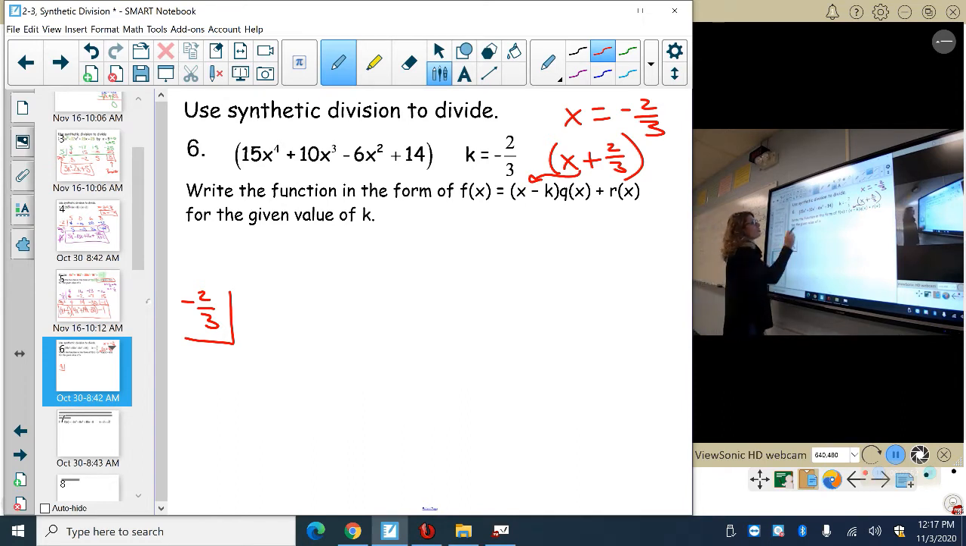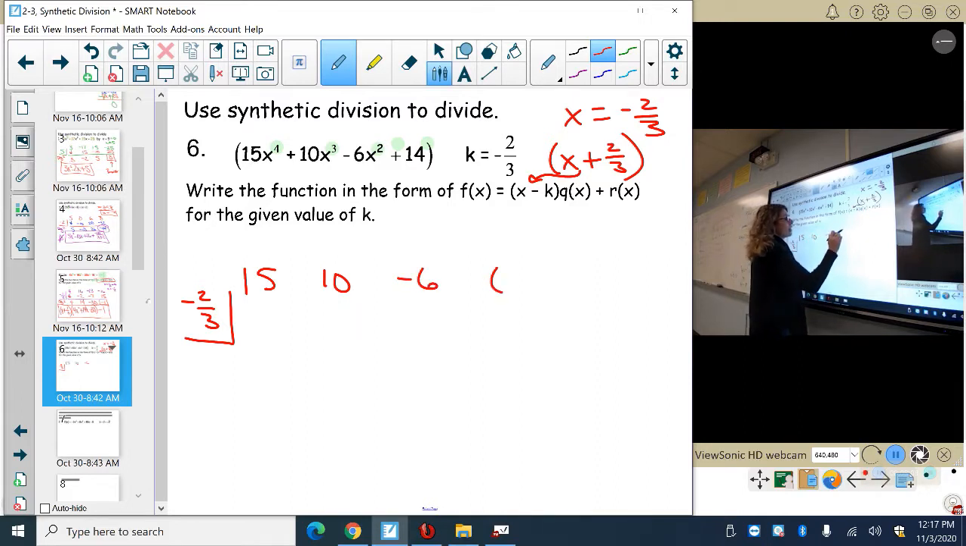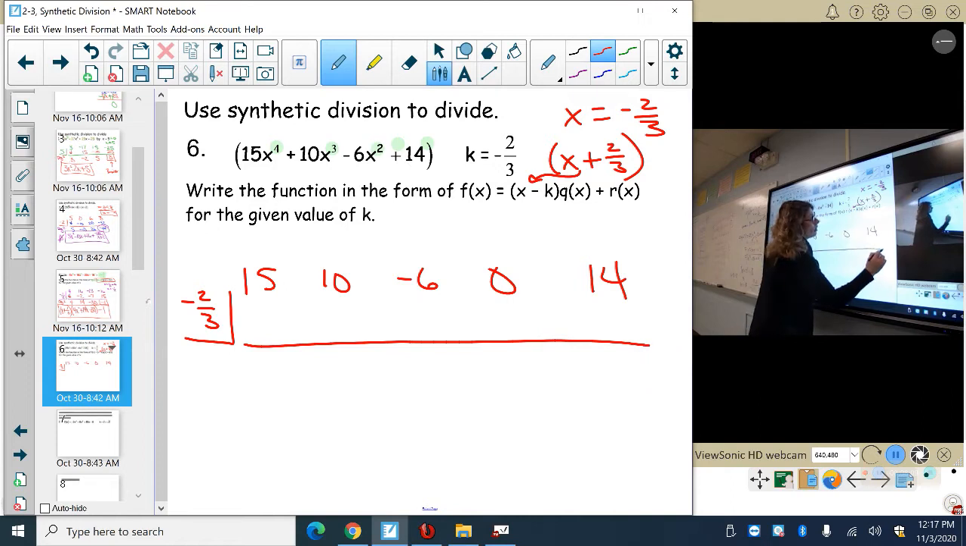Okay? So let's count my powers. 4, 3, 2. I'm missing a 1, and then there's a 0. So that means I need to go ahead and have 15, 10, negative 6, 0 for my placeholder, and then 14. Yes?